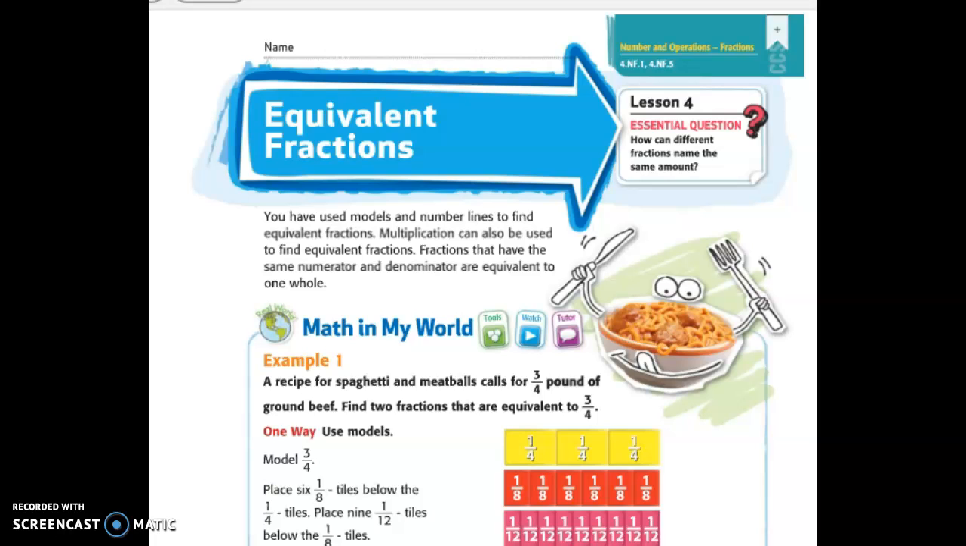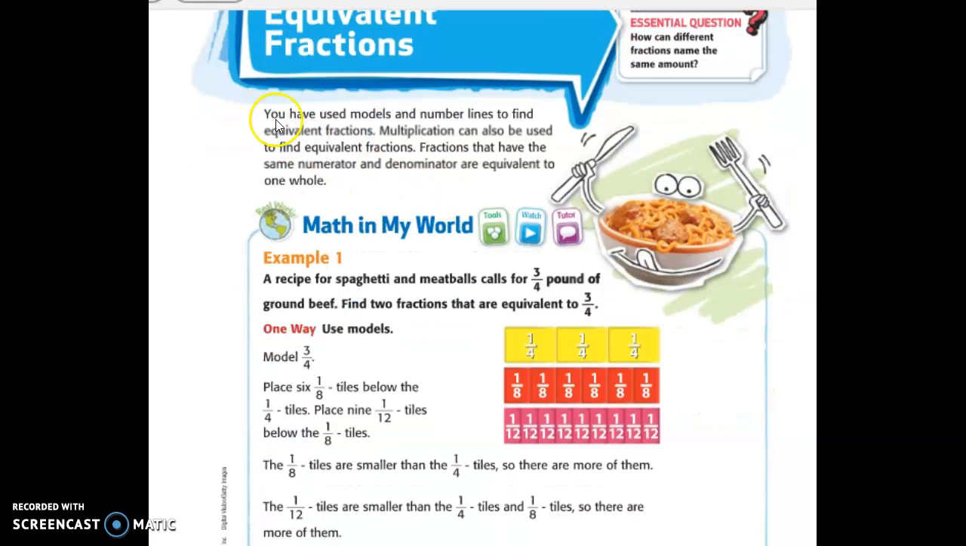Chapter 8, Lesson 4. Essential question: how can different fractions name the same amount? And we're fully into equivalent fractions. So we're using our models still. You have used models and number lines to find equivalent fractions. Multiplication can also be used to find equivalent fractions.